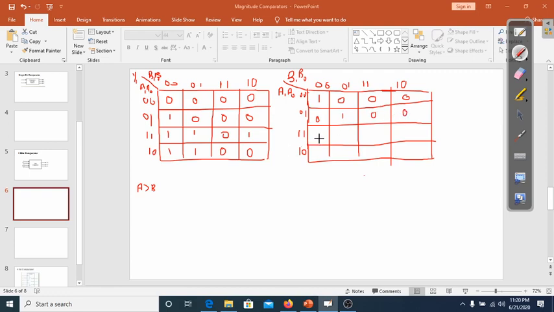So here when A is 1 1 and B is 0 0, I will plug in 0 because A and B are not equal. Here I am using those min terms wherein A and B are equal. Here A and B are not equal. Here it is obvious B is 1 1 and A is 1 1, so I will plug in 1 here. Here it's 0, here it's 0, here it's 0, here it's 1.